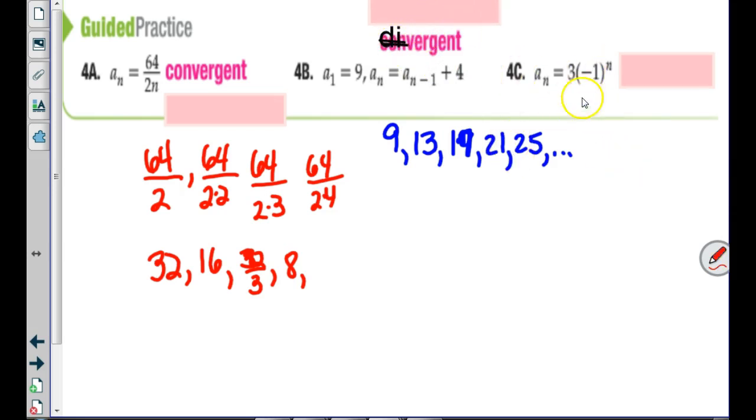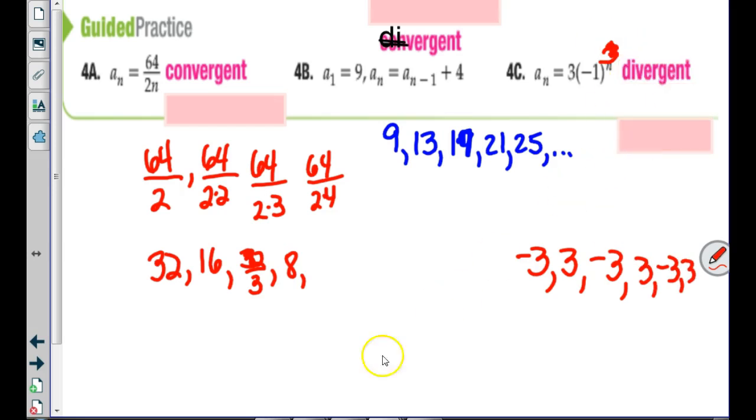This one, if you put a 1 in there, what will you get? Negative 1 to the first would be negative 1, right? Times 3 would be negative 3. If you put a 2 in there, squaring negative 1, you get positive 1. Put a 3 in there, negative 1 to the third is negative 1. It's not a very exciting sequence, but is it going to approach a single number? Yeah, it's going to be one of those that bounces back and forth between 2 separate numbers, so it's divergent.